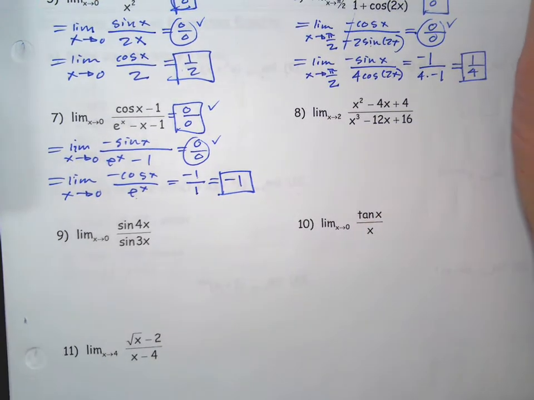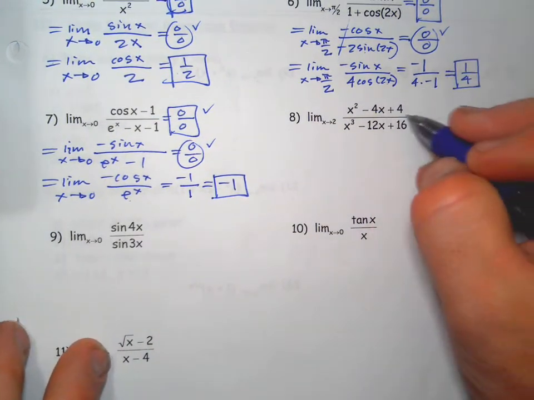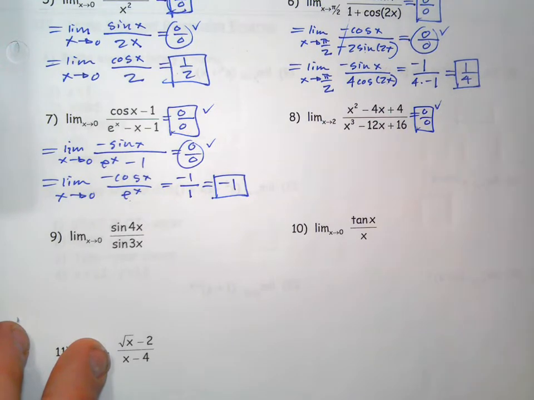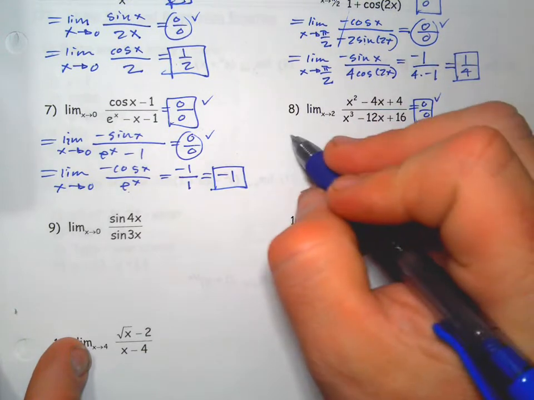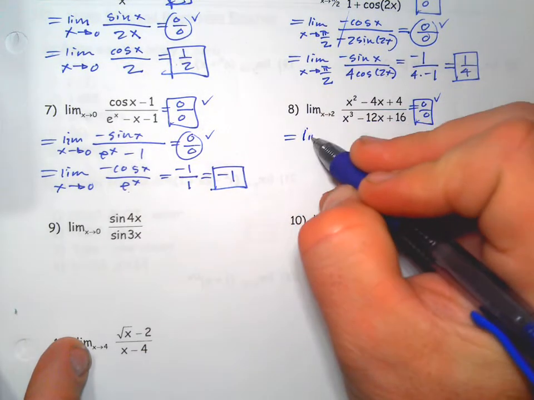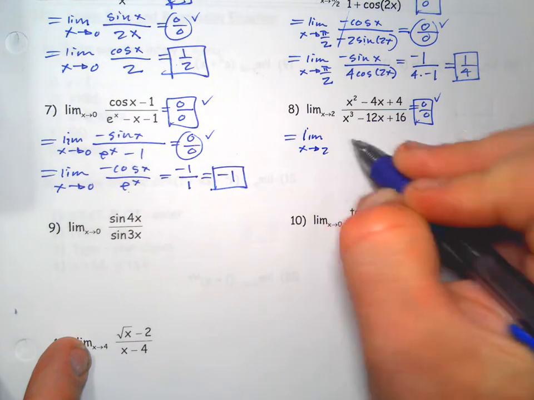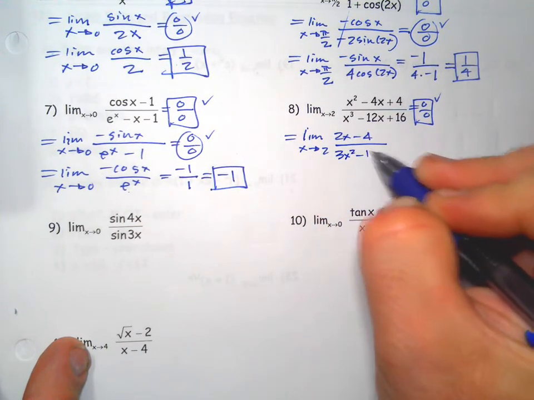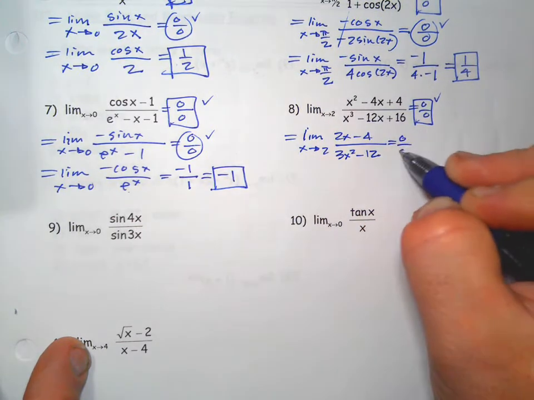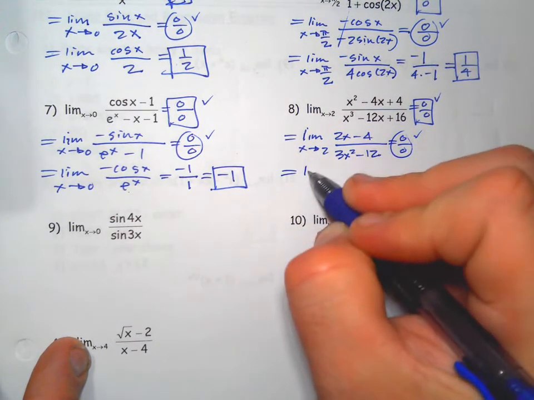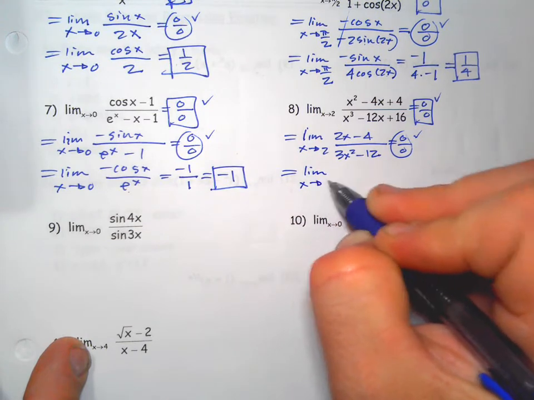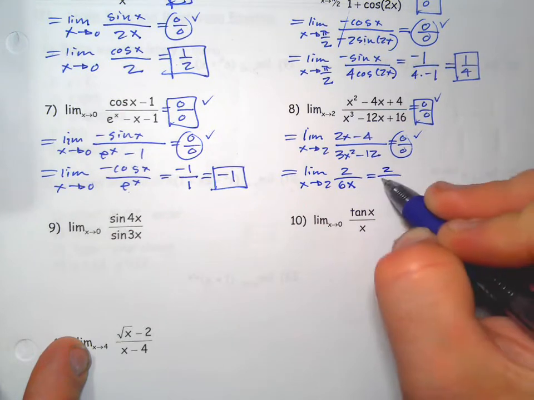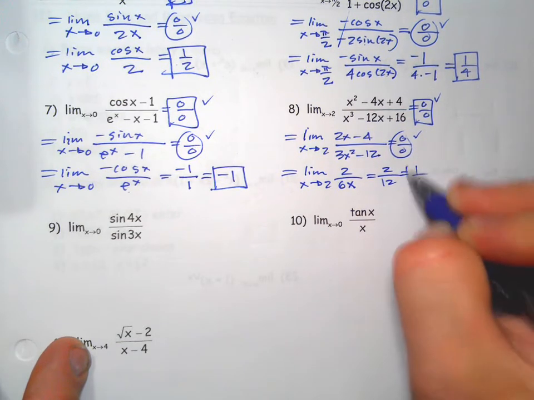Okay, next one. If we plug 2 in, we get 0 over 0. So we do L'Hopital's rule. This could be one that we can maybe take the hole out of. I feel like L'Hopital's rule is going to be the easier way of doing it. I'll probably try and show you the other way in a second. But we get 0 over 0 again. 2 over 6x, and that's going to be 2 over 12, which is 1/6.